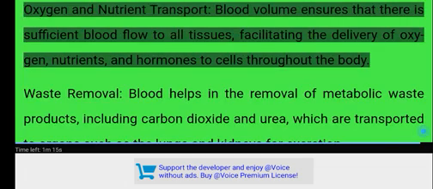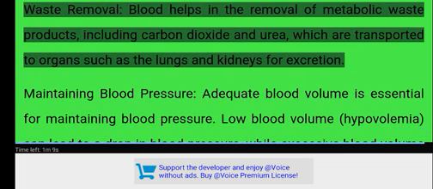Functions of blood volume. Oxygen and nutrient transport. Blood volume ensures that there is sufficient blood flow to all tissues, facilitating the delivery of oxygen, nutrients, and hormones to cells throughout the body. Waste removal. Blood helps in the removal of metabolic waste products, including carbon dioxide and urea, which are transported to organs such as the lungs and kidneys for excretion.